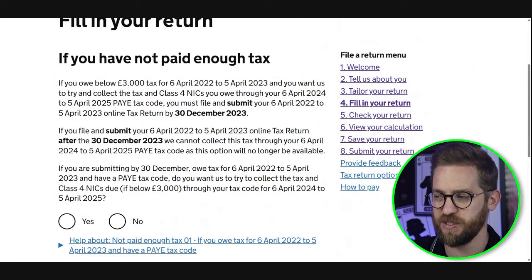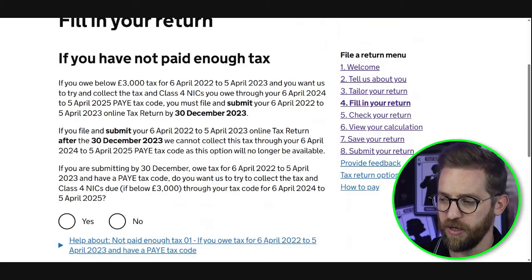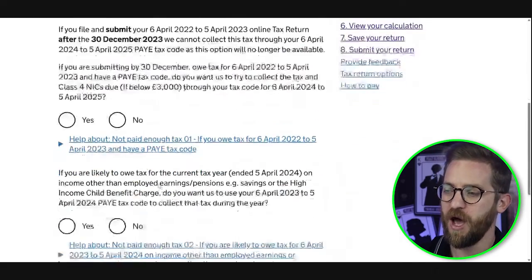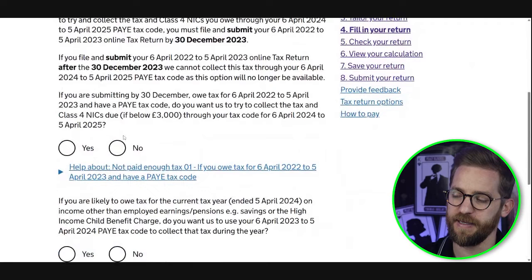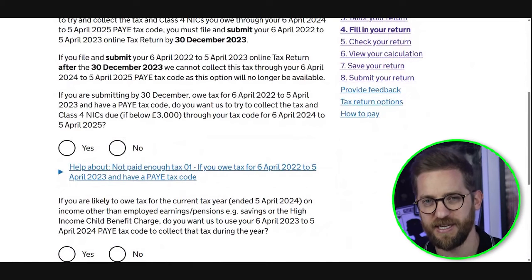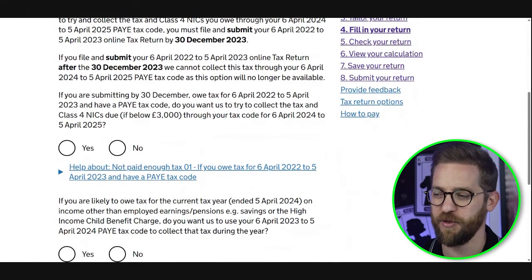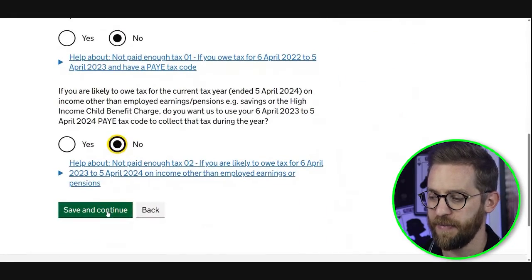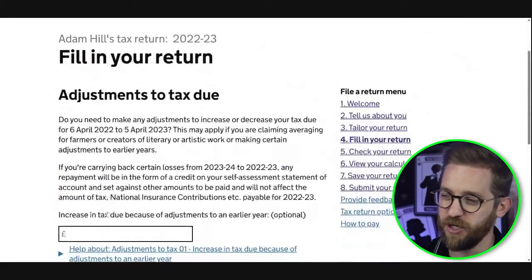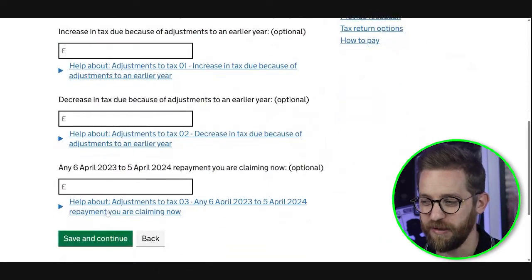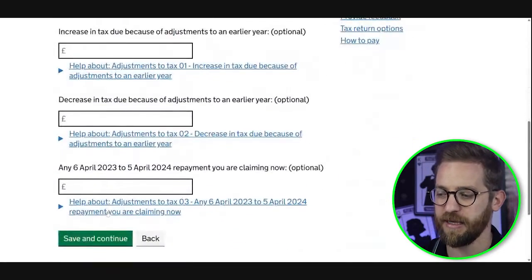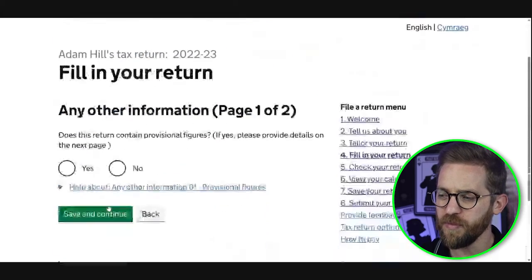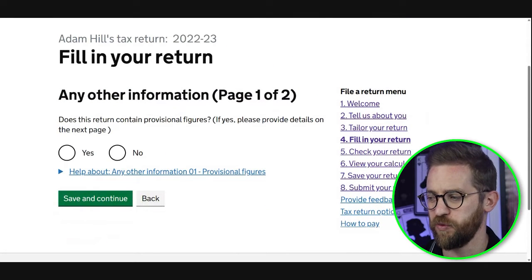And then these next questions are where you're going to have a tax liability for this tax year that you're submitting, 22-23, or below that, 23-24. Do you want that liability to be deducted from your tax code, adjusted in your tax code and collected through there? But you can only do it if your liability is below a certain threshold, £3,000 in this case. I'm saying no to both. I'm happy to pay the liability, and then I'll save and continue. Adjustments to tax due are going to be very, very rare, so I'm going to leave these blank. Save and continue. And then, does your return contain provisional figures?